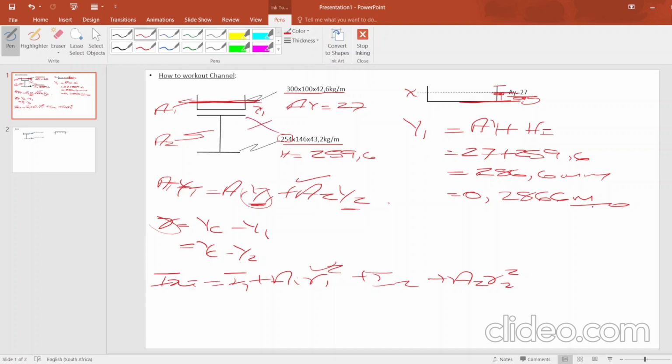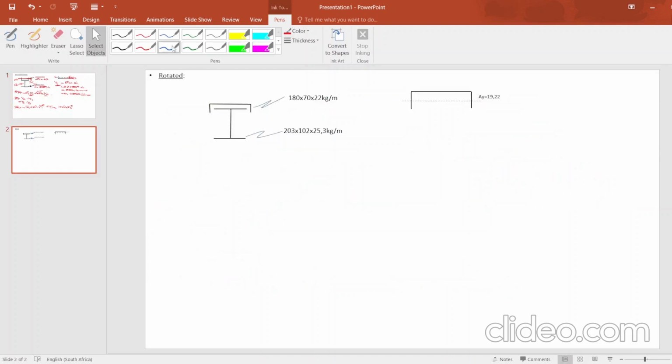This is how you calculate your Y1. Okay, please don't forget that. Let us look at the second scenario, when we are given the channel in a different form. Now we are given the channel in this fashion, facing down.